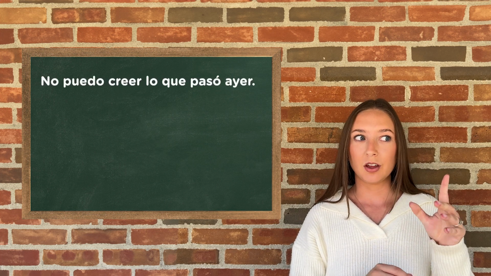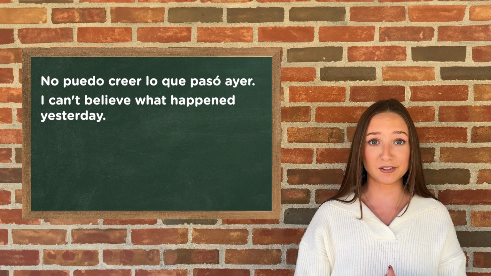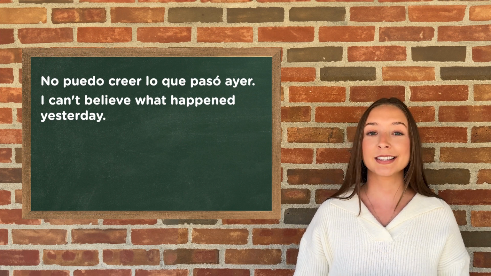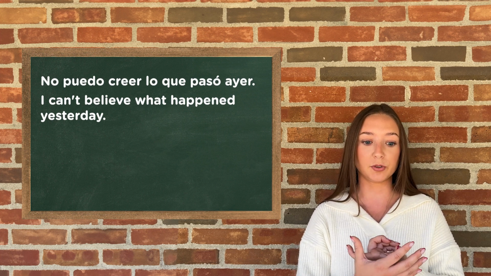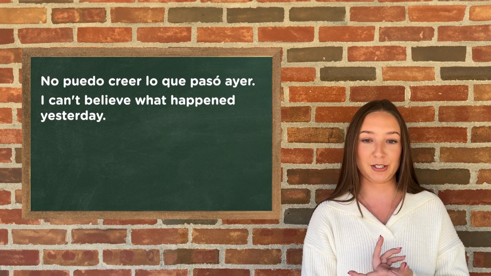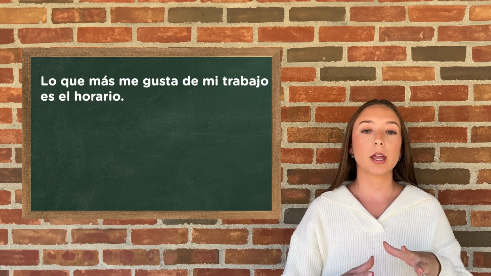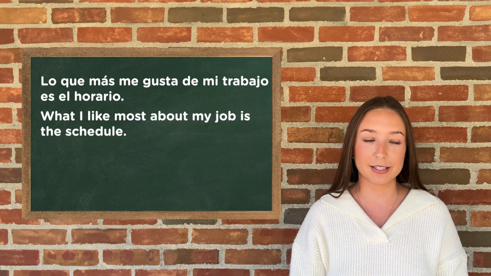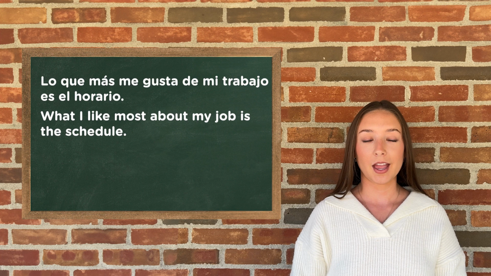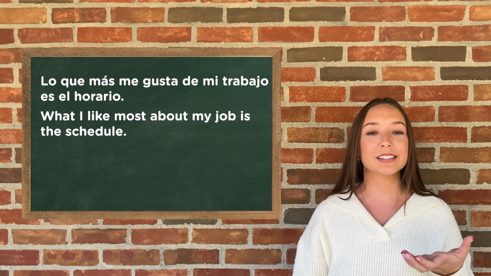Ejemplo 1. No puedo creer lo que pasó ayer. I cannot believe what happened yesterday. As you can see, in this sentence, lo que is used as what, but it is referring to the entire concept or the event of something that happened yesterday. It's referring to a specific thing. Ejemplo número 2. Lo que me gusta más de mi trabajo es el horario. What I like most about my job is the schedule. As you can see in both of these sentences, the lo que is referring to a concept or an idea being discussed or emphasized.